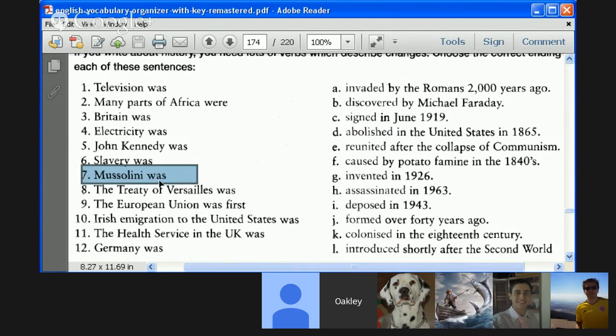Number 7, Cesar, back to you. Mussolini was deposed in 1943. I suppose he was. He was deposed. What does that mean? It's when another person or other people try to put down some reign, some mandatory period.